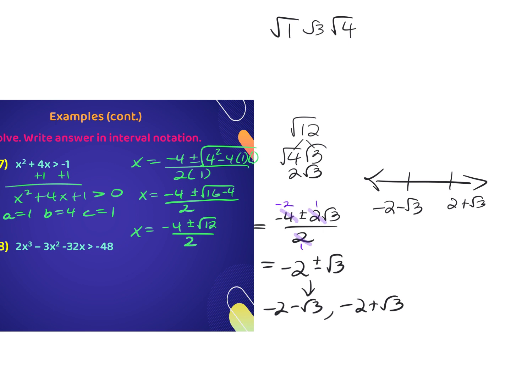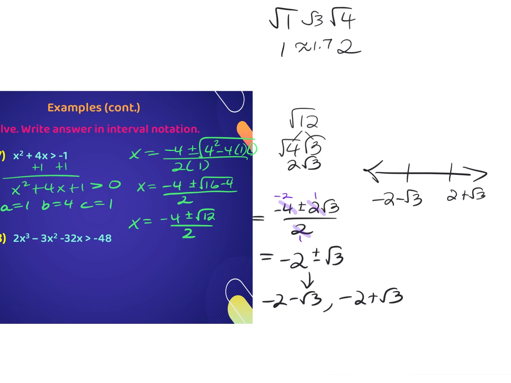The square root of 1 is 1. The square root of 4 is 2. So the square root of 3 is somewhere in between 1 and 2. It's probably closer to 4. So I'm going to say it's about 1.7. Even if you do 1.5, even though it's not right in the middle.